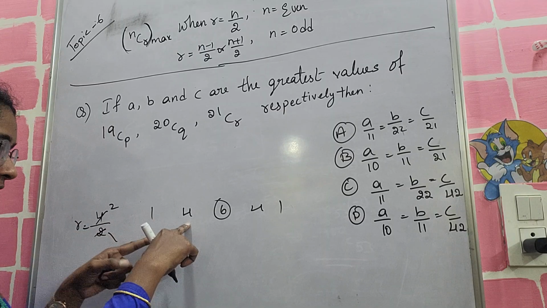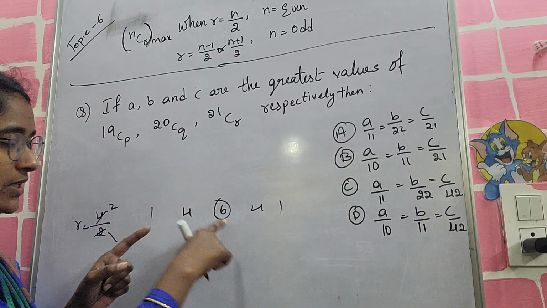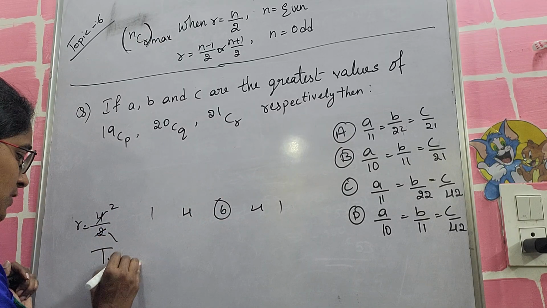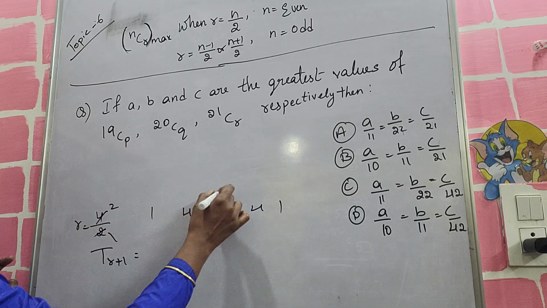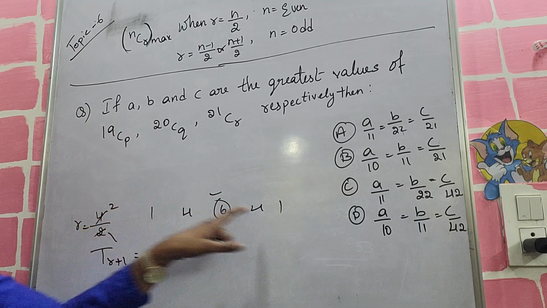So the second term is 1 plus 1, and then 2 plus 1 is the third term. I think you all know r plus 1 is the term number. So r will be 2. Like this only, if n is even, as with 4 here.